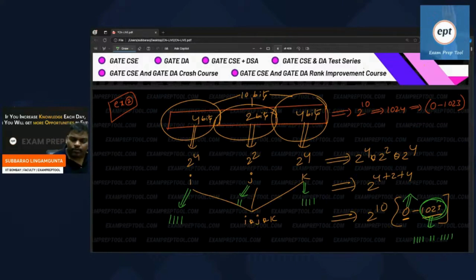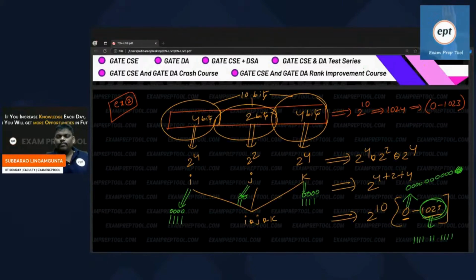Suppose you want the minimum value, from everywhere take the minimum. Here the minimum is 4 zeros, here double zero, here 4 zeros. So this is 4 zeros, 2 zeros, 4 zeros, which goes to 0. If you want the minimum, from every part take the minimum. If you want the maximum, from every part take the maximum. If you want a middle value, take the middle from every part. Is it fine? Are you comfortable now?